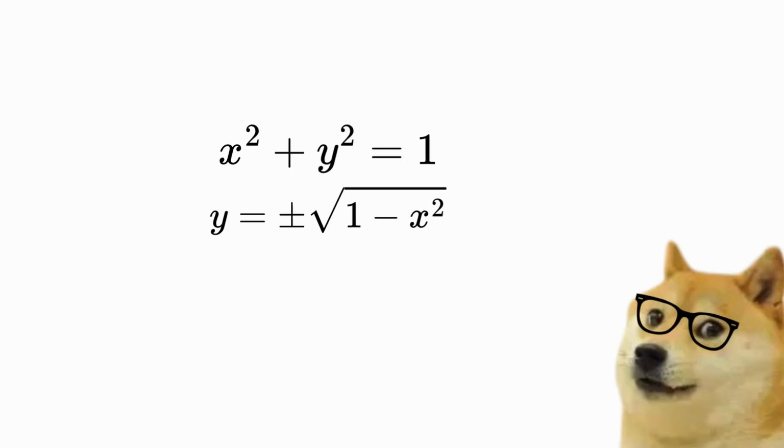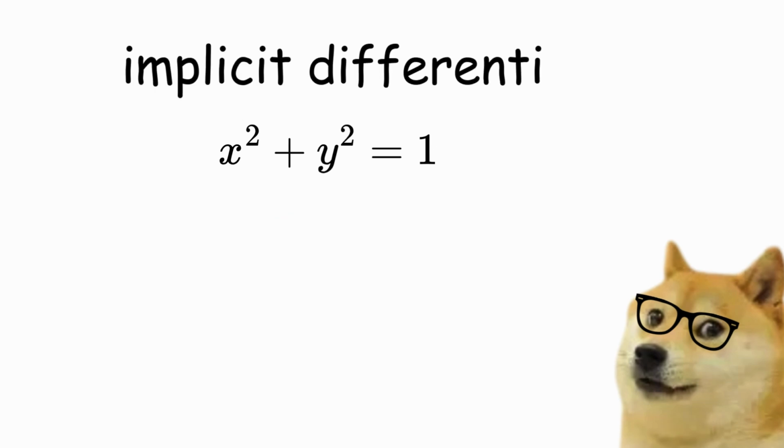Consider the equation for the unit circle. Now, what if you wanted to find its derivative? You might think to solve for y and then find the derivative, but you'll end up with a plus or minus sign, and it's unpleasant. Instead, we'll use something called implicit differentiation.